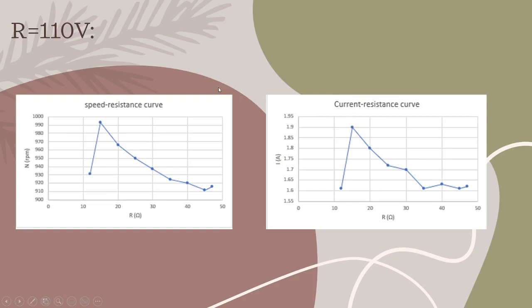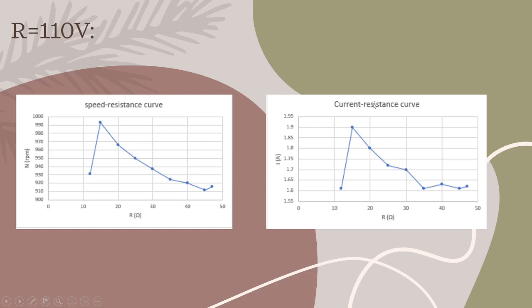These are the two graphs that we get. One of them is speed versus resistance. We can see the graph first increases until 990 rpm, but then it decreases linearly until 910, and again increases a little bit to 920.